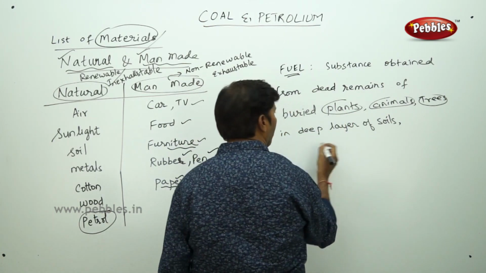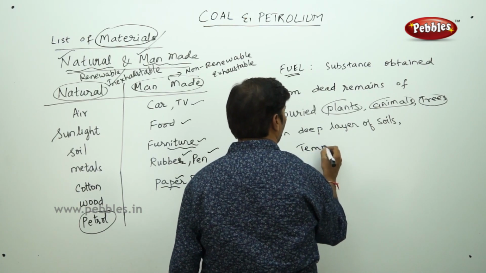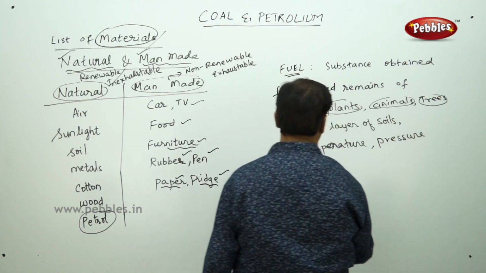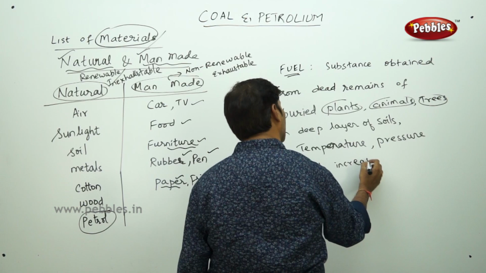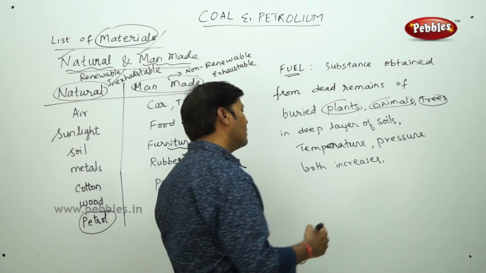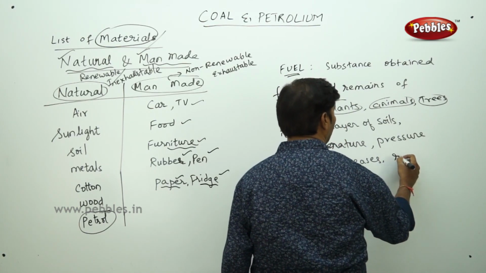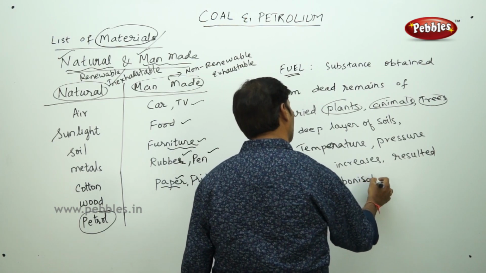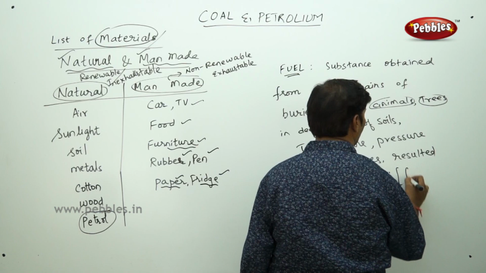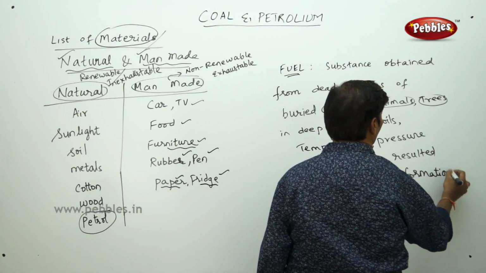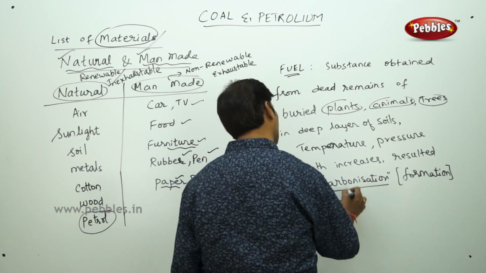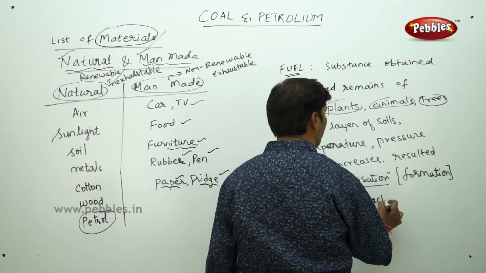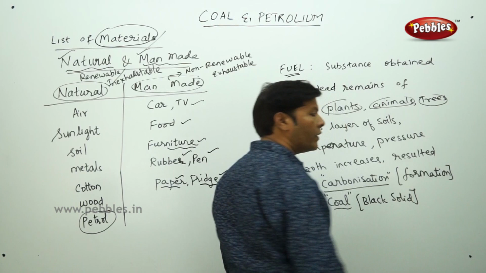Because of that, what is happening? You find that there is an increase in temperature and pressure, both were increased, and as a result, a special type of process takes place, resulting in carbonization. This carbonization process involves formation of coal in the deep part of the earth. It's a black solid which has high calorific value.